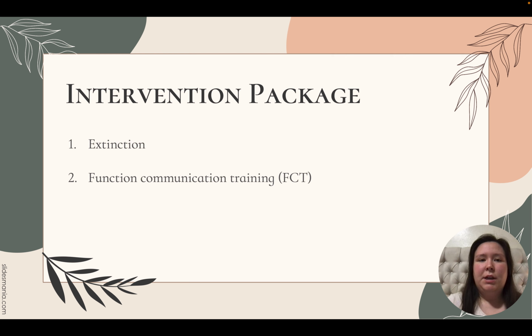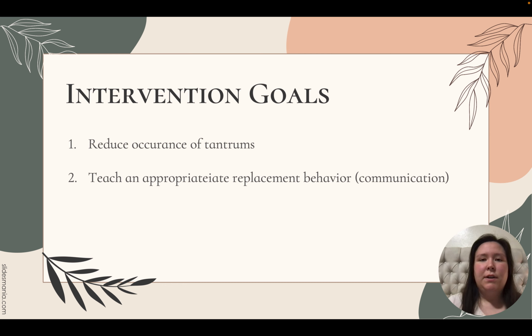Extinction and functional communication training has been chosen as the intervention package to reduce tantrum behaviors for this client. The intervention goals are to 1. Reduce the occurrence of tantrums. This is being measured by collecting data on the frequency of tantrums per session. And 2. Teach an appropriate replacement behavior of communication. This is being measured by collecting data on his total mands as well as each unique mand per session.